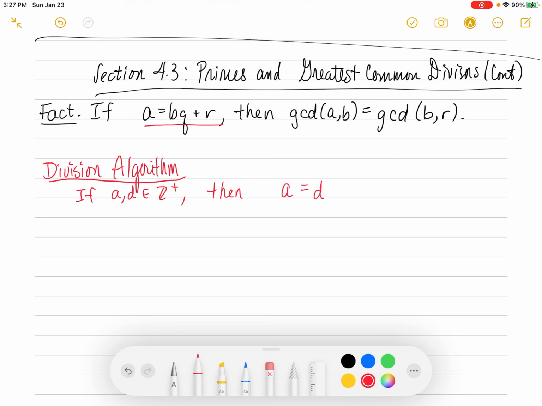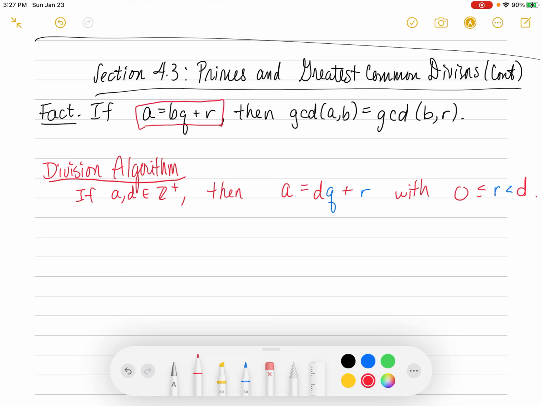Then what you can do, you can take A and divide D into it. So D goes into A and you get a quotient plus a remainder. And you have to remember that the remainder, one important thing, the remainder here is always less than the divisor D and always greater than or equal to 0. That's called the division algorithm.